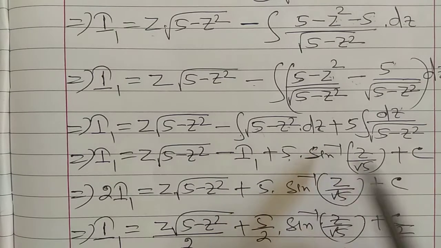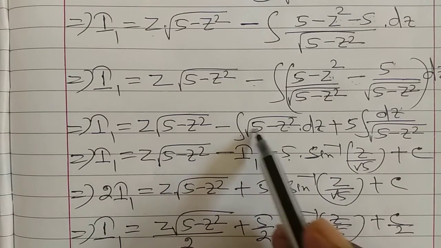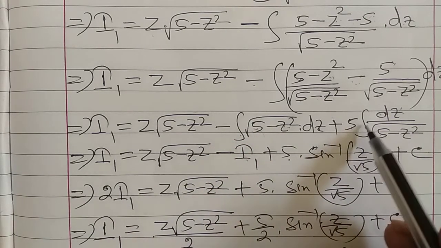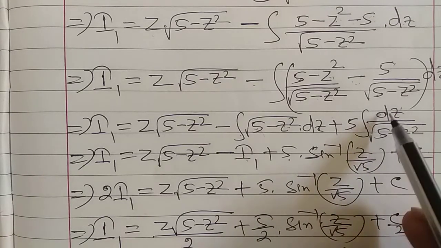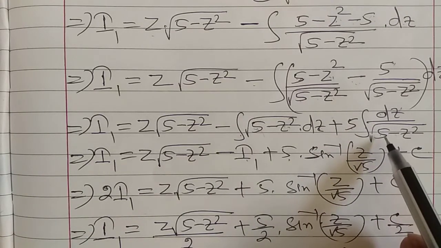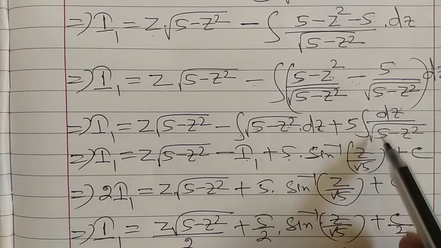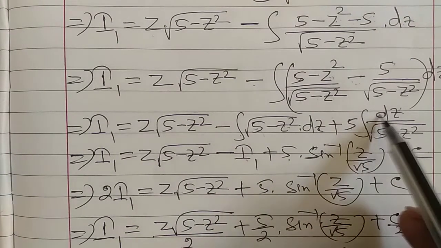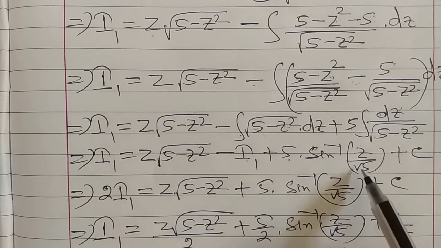into sin inverse z by root 5 plus c. Here the integration of root over 5 minus z square is I1, and here integration of dz by root over 5 minus z square, here 5 is root 5 square. So here a is equal to root 5. So by the formula we have sin inverse z by a, where a is equal to root 5. So integration of dz by root over 5 minus z square is equal to sin inverse z by root 5 plus c.